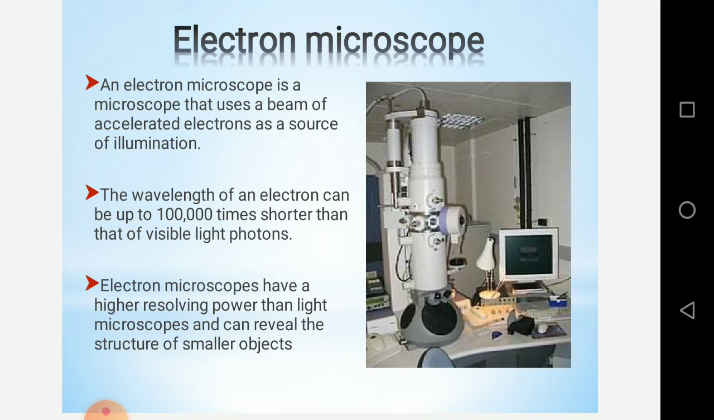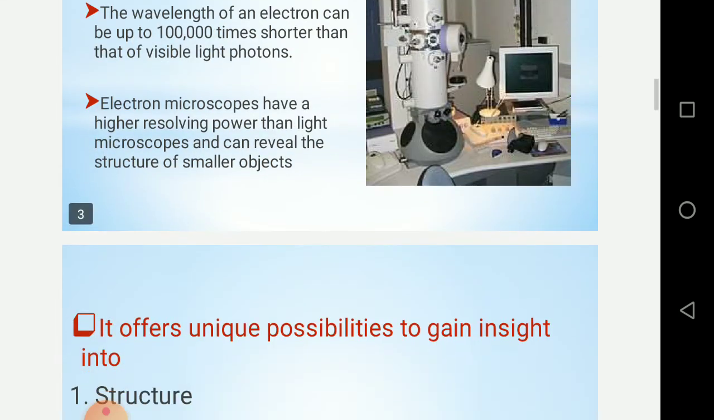Electron microscopes have a higher resolving power than light microscopes and can reveal the structure of smaller objects. So this is the advantage of the electron microscope over the light microscope. In a light microscope we basically see a smaller magnification of an object, but by using an electron microscope we can magnify it to almost 1 lakh times. So it's a great advantage to use an electron microscope instead of a light microscope.